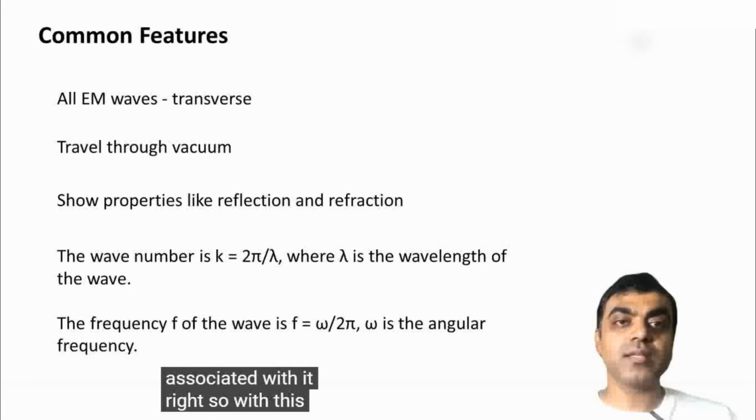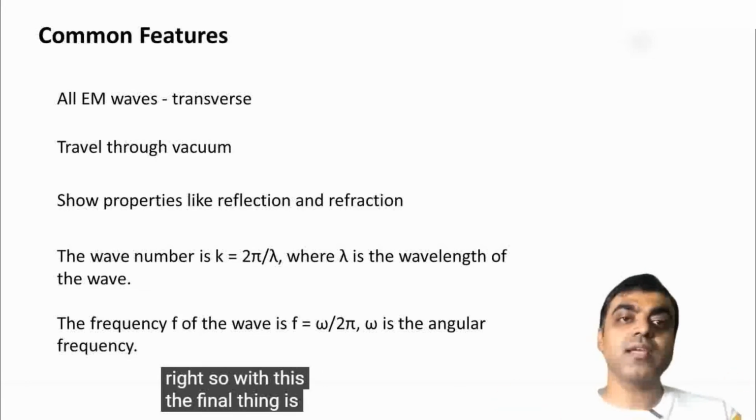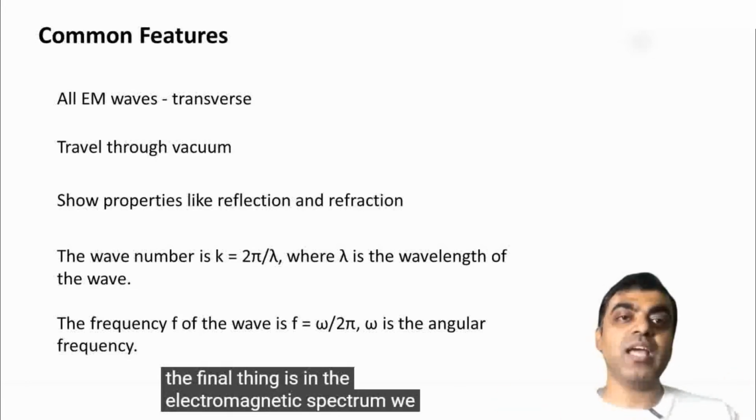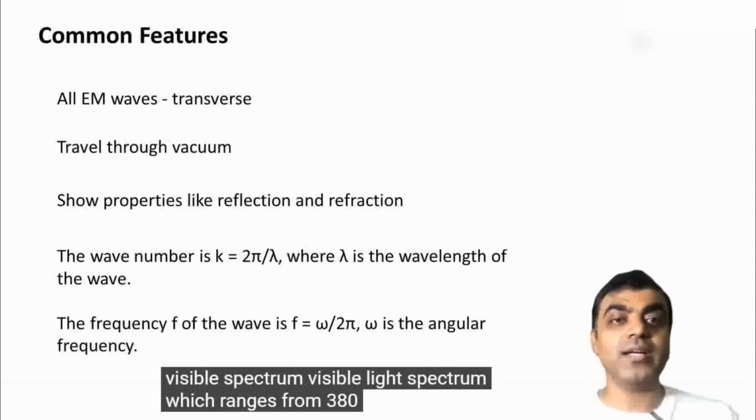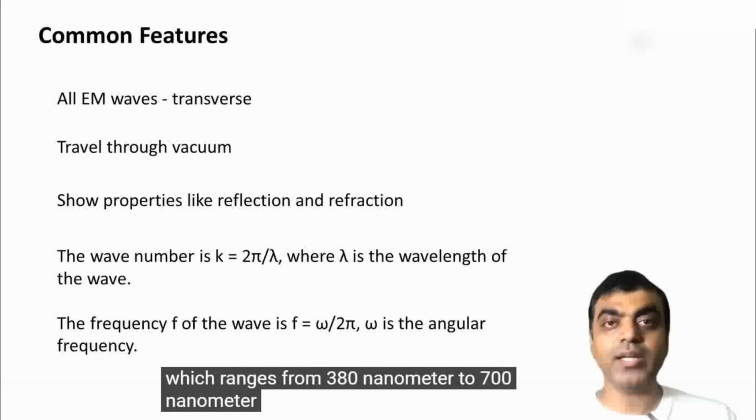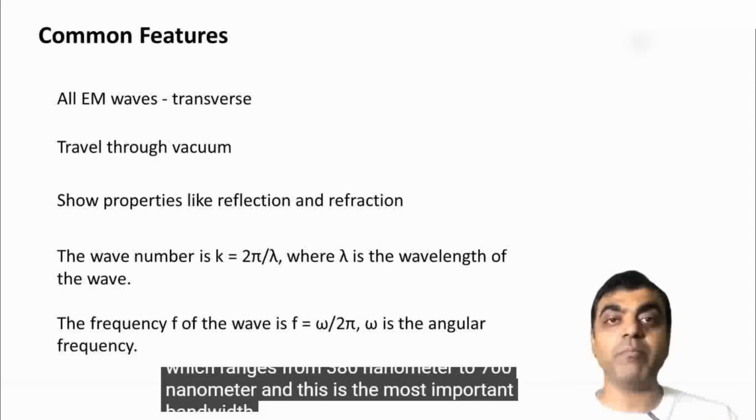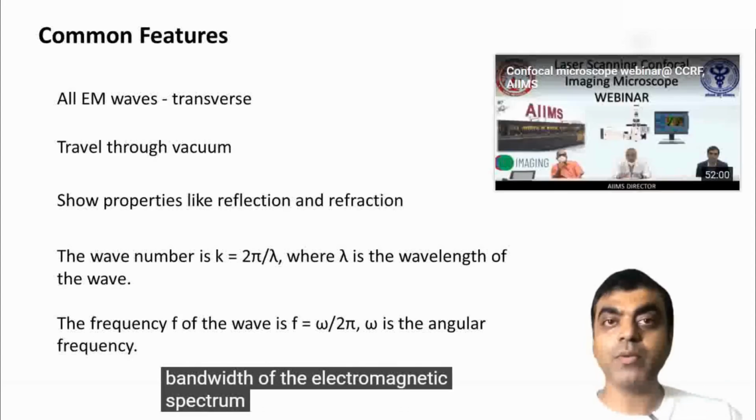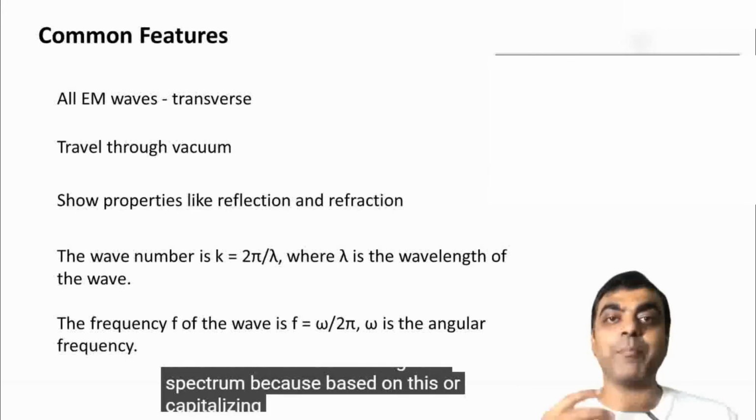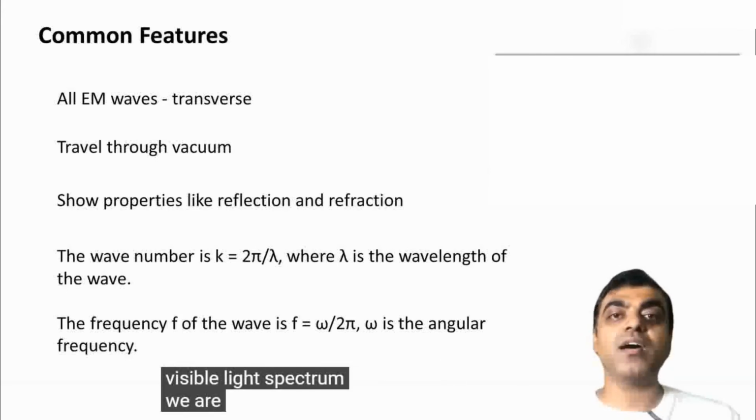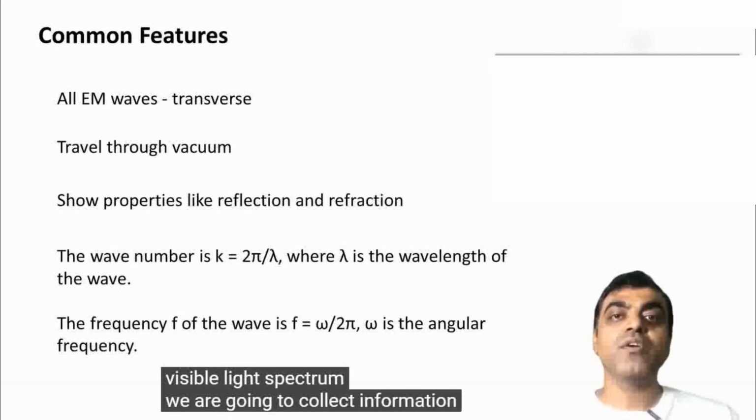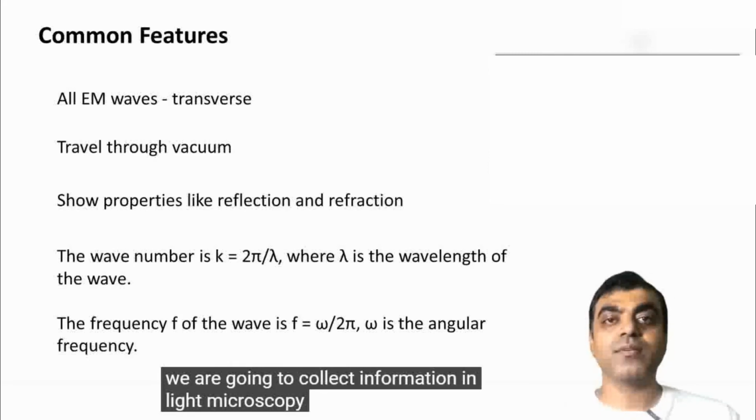So the final thing is, in the electromagnetic spectrum, we have the visible light spectrum, which ranges from 380 nanometers to 700 nanometers. This is the most important bandwidth of the electromagnetic spectrum, because capitalizing on this bandwidth of the visible light spectrum, we are going to collect information in light microscopy.